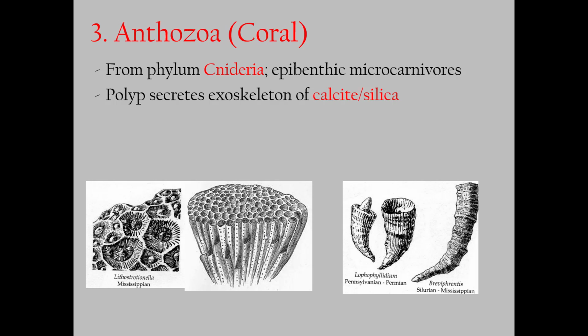They can create their own exoskeleton. Typically, the exoskeleton is made of calcite. In silica-rich waters, it'll also be made of silica. And typically coral, at least in the modern, and evidence shows that in the ancient Earth history too, were found in warm, shallow water, very close to sea level, very clear water.